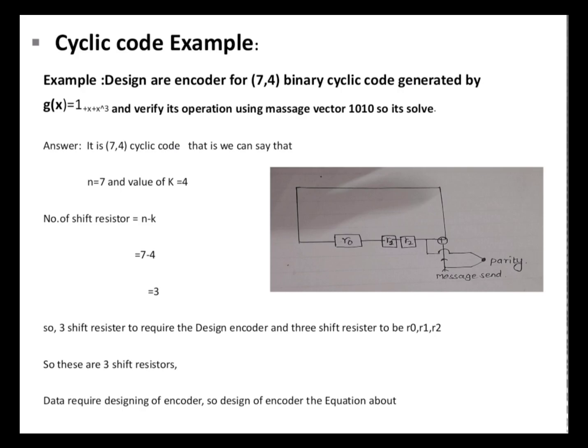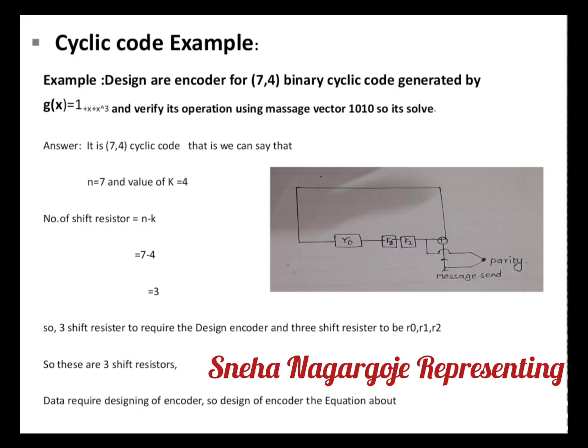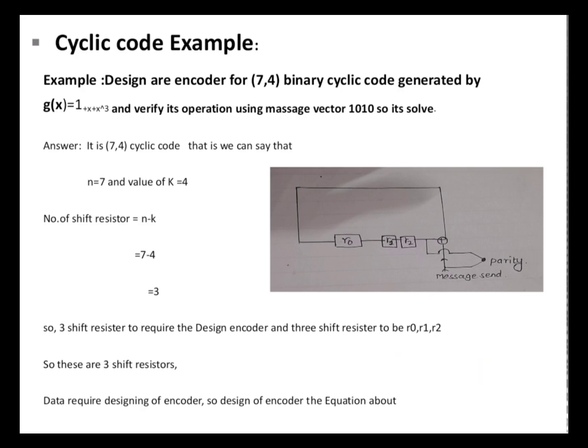Cyclic code example. The example is: design an encoder for a (7, 4) binary cyclic code generated by g(x) equal to 1 plus x raised to 3, and verify its operation using message vector 1010. So it's solved. The answer to the question: it is a (7, 4) cyclic code. We can say that n is equal to 7 and the value of k is equal to 4.